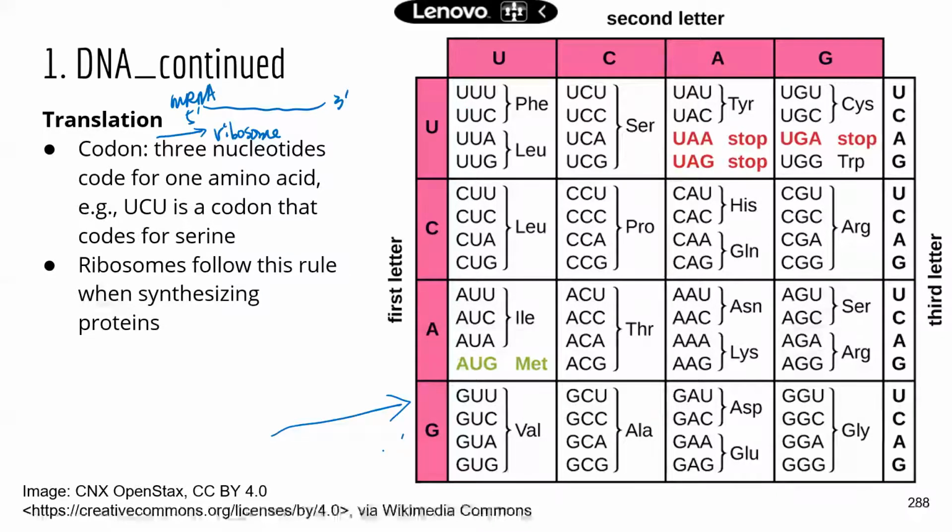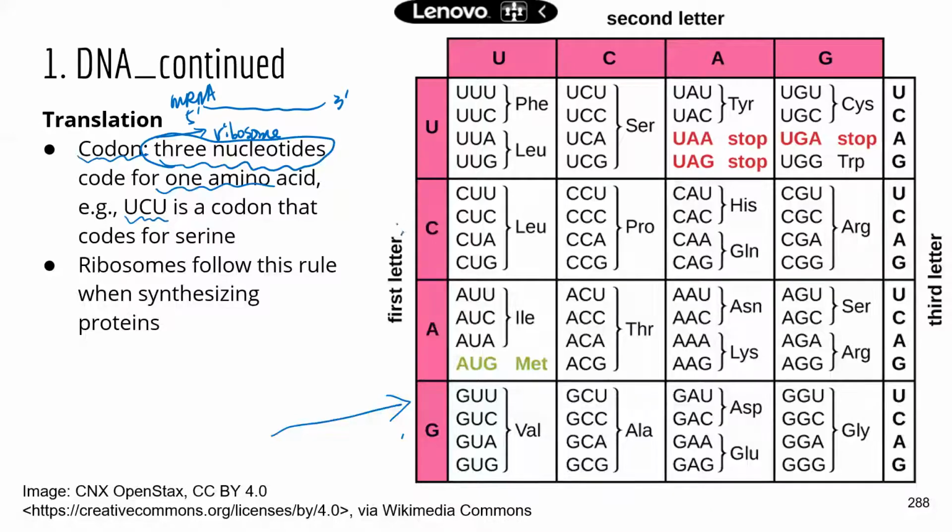But first, we need to talk about what codons are. So codons are 3 nucleotides collectively that code for 1 amino acid. So for example, UCU is a codon that codes for serine. So this is a codon table. And this is how you read the codon table.